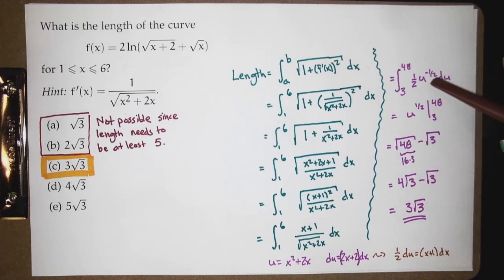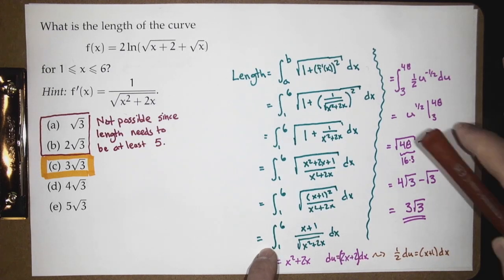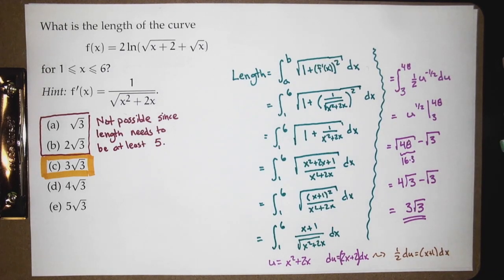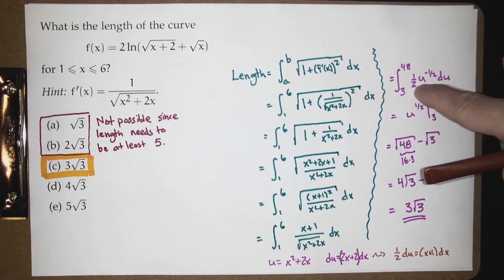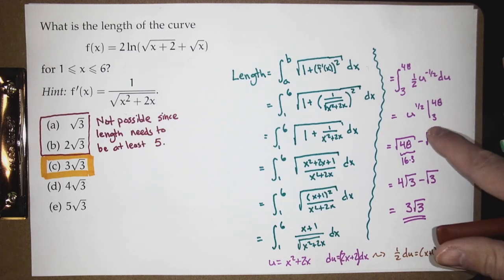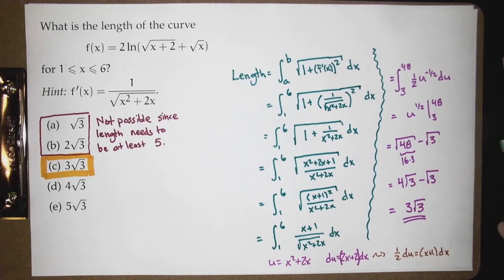This term will become u to the negative 1/2, and make sure you update your bounds. These are x bounds. We want to switch to u bounds. And now we're most of the way there. Integral of u to the negative 1/2, you add 1 to the exponent, becomes u to the 1/2. You're going to divide by 1/2, which means multiply by 2, which gets rid of that. So now it's u to the 1/2 from 3 to 48. And you just work it out. So there you go. All right. Any questions for that problem?